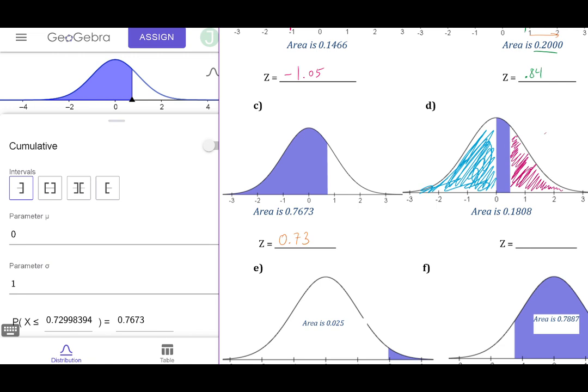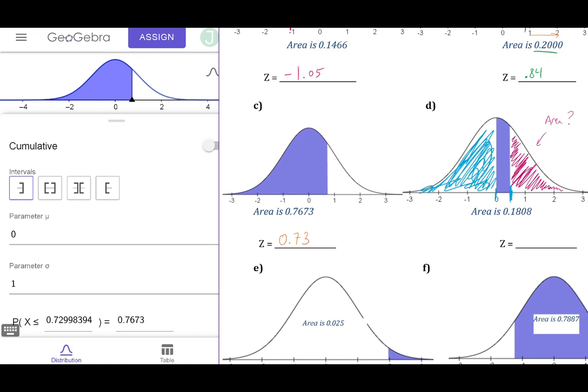Now this red shaded region, I don't know the area. The area is unknown. But we can work to find it. First thing to notice is that there are 2 bounds of my purple shaded region. There is a lower z-score and an upper z-score.